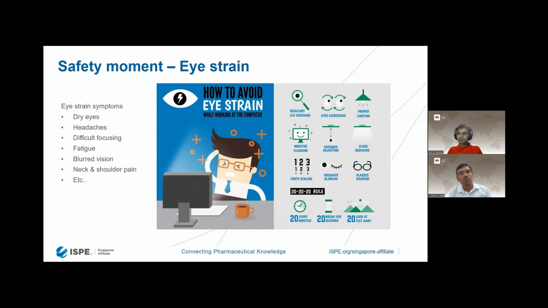First, you need to regularly check your eyes, and do some eye exercises. While watching these gadgets, you can adjust your font so you can see easily with less pressure on your eyes. Then adjust your desktop in such a way that you can easily visualize. Where needed, wear glasses, so you can release the pressure on your eyes. As well, there is a 20-20-20 rule: every 20 minutes, take a 20-second break and look 20 feet away. This will release your eye pressure and give relief to your eyes. That's the safety moment today.